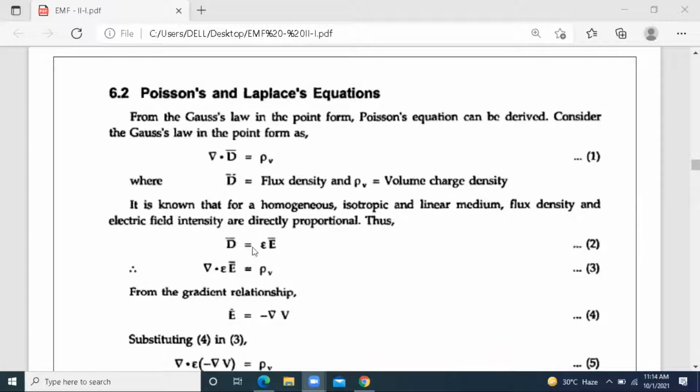We know that D equal epsilon E. So this is just, it's mathematics. Just follow the mathematics. So D equal epsilon E. We know that from before. So we're gonna substitute the epsilon E for D. So del dot epsilon E equal rho V. Right?